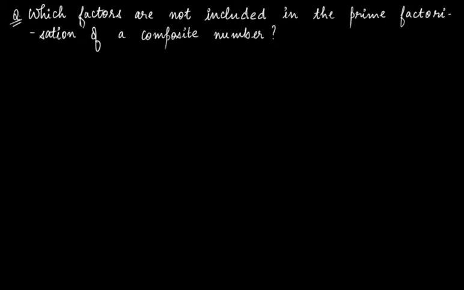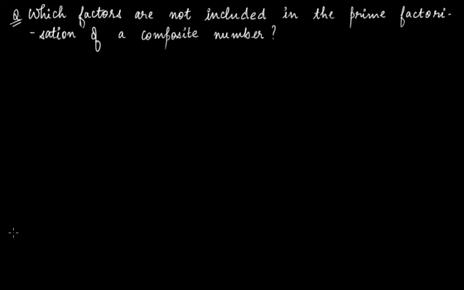So we have a problem on prime factorization, and the problem is which factors are not included in the prime factorization of a composite number. Now, to understand this video tutorial, or to solve this problem, it's important to understand the prime factorization.